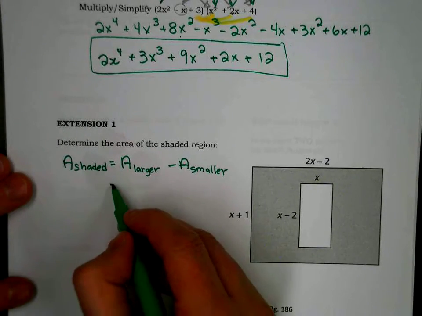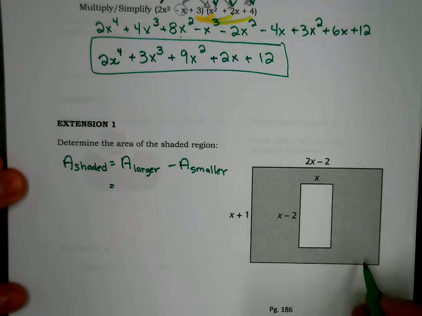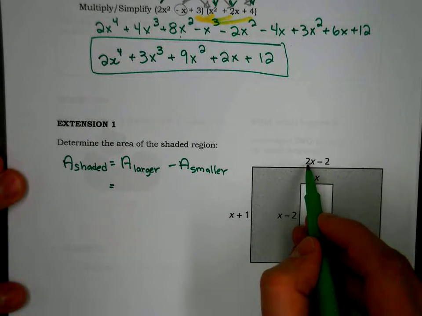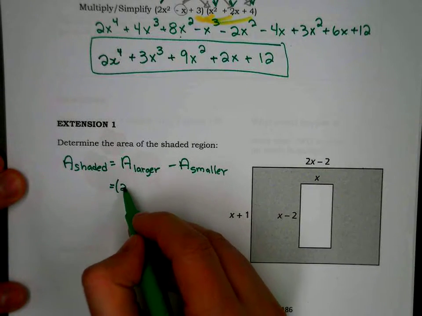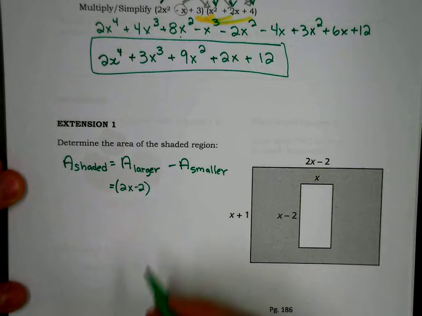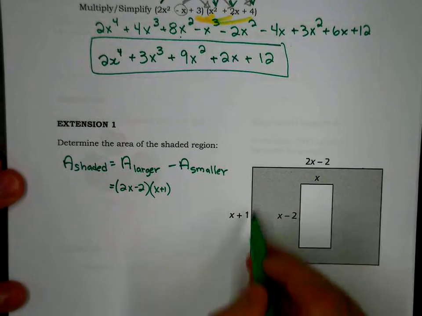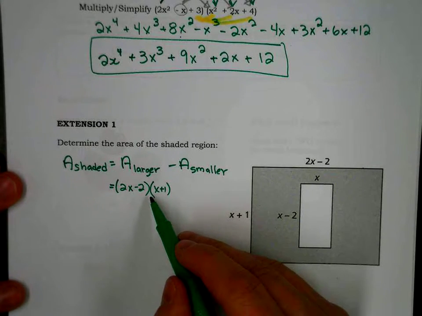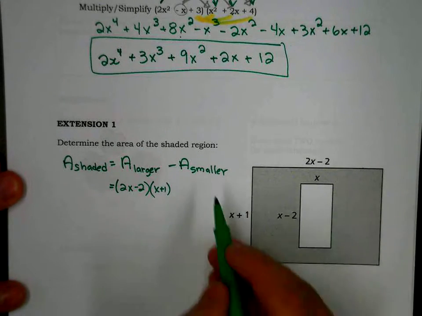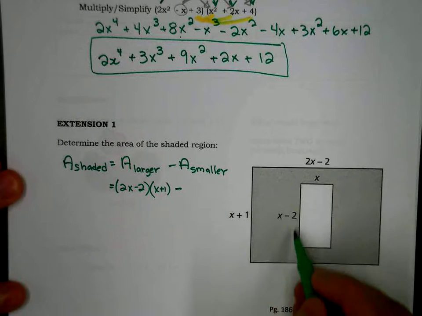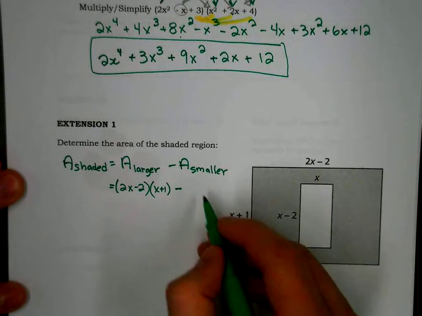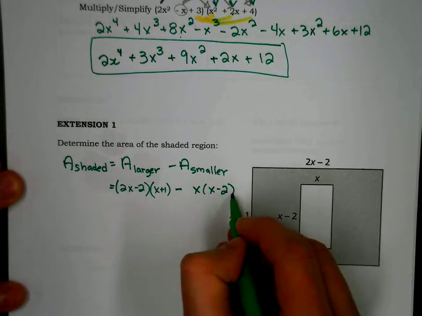So in representing the area of the larger region, we are taking your length and your width and multiplying them together. A 2x minus 2 times an x plus a 1, this is the area of the larger region, which we could eventually expand or multiply. Area of the smaller region is the unshaded x times x minus 2.